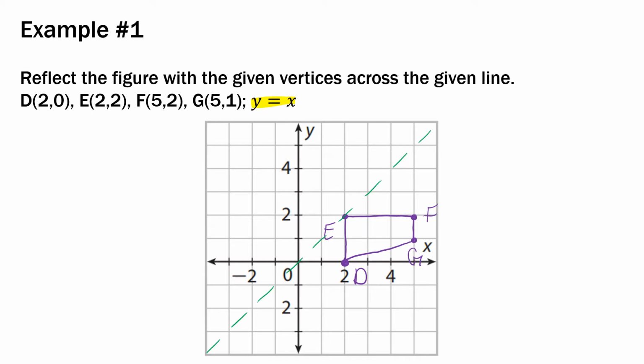So for the rule for y equals x, your x and y just switch spots. That's it. So (2, 0) now becomes (0, 2). So this is my new D. And then (5, 2) becomes (2, 5). So this is my new F. And then (5, 1) is (1, 5), my new G. And nothing happens with E because it is on my line. It is already flipped, so to speak. So there is my new shape.